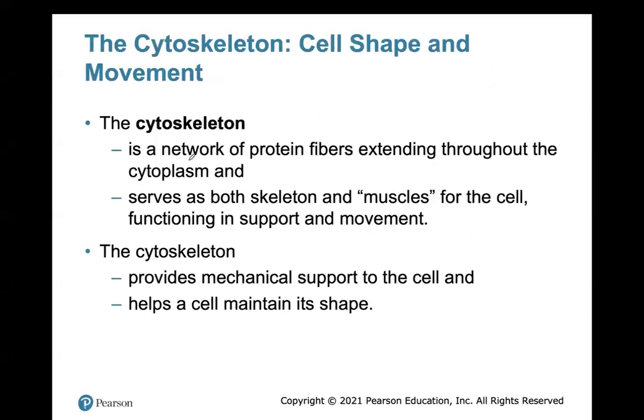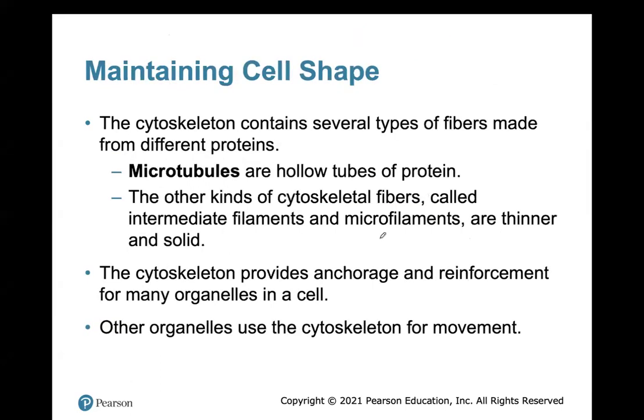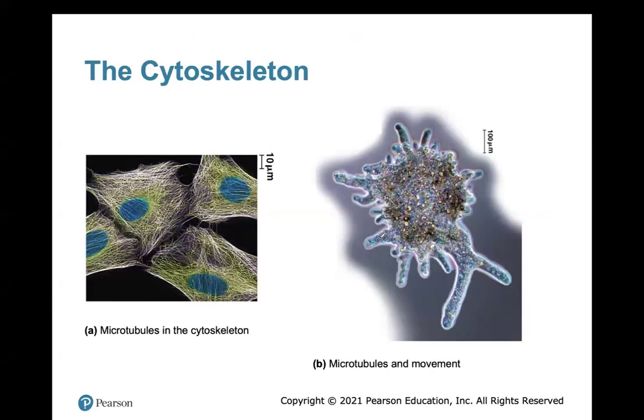And then the cytoskeleton. This is a network of protein fibers extending throughout the cytoplasm. It serves as both the skeleton and muscles of the cell, and the cytoskeleton will provide mechanical support to the cell and help a cell maintain its shape. We have microtubules. We have cilia and flagella.